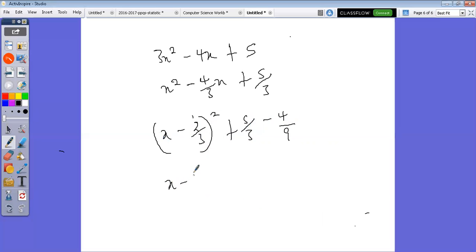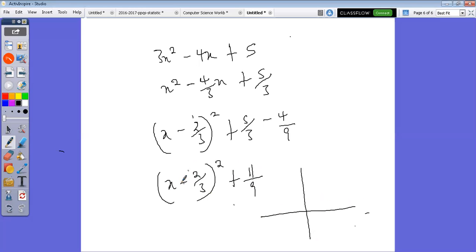Then it will be x minus 2 over 3 squared. Can you simplify this from the calculator? 5 over 3 minus 4 over 9. What do you get? 11 over 9. Positive. So plus 11 over 9. So you have an idea. The graph of x squared is moved, because it's negative, by 2/3. That's the first thing. Then it's moved up by 11 over what? 11 over 9. Clear now?